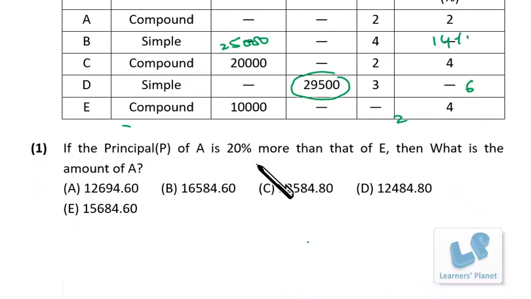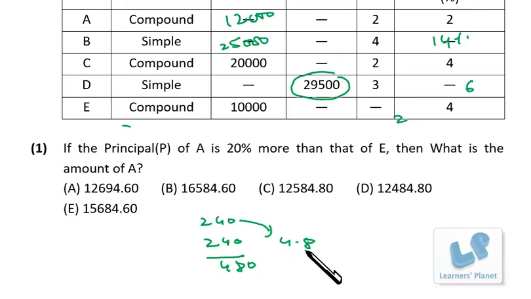If principal of A is 20% more than that of E, so if E is 10,000, it has to be 12,000. Then what is the amount of A? So it is compound interest for 2 years at the rate of 2%. So for first year, the interest will be the simple interest for the second year. Now since it is compound interest, on first year it will be 2.4 into 2, so that is 4.8. So it is 480 plus 4.8, so it is 484.8. So 12,000 plus 484.8, that will be your answer. So precisely this. Okay.